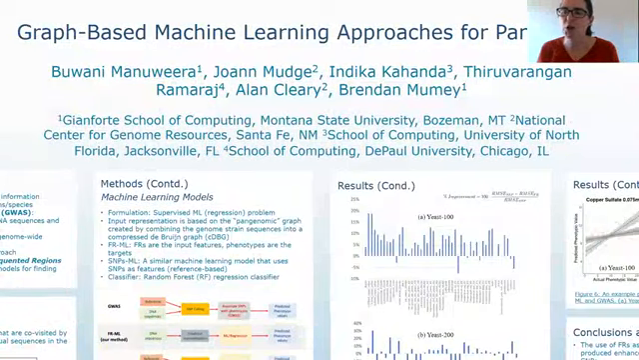Hi, everyone. My name is Joanne Mudge. I work at the National Center for Genome Resources, or NCGR, in Santa Fe, New Mexico. I'm here to tell you about our research. We apply machine learning approaches to pangenomic graphs in order to connect genotype to phenotype.